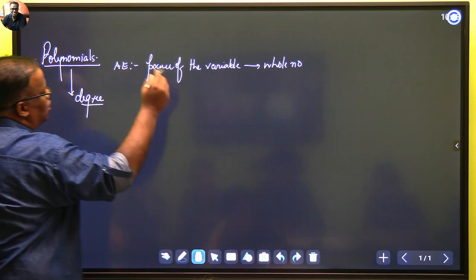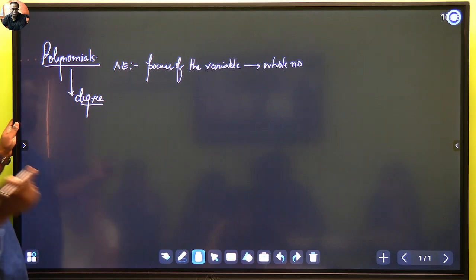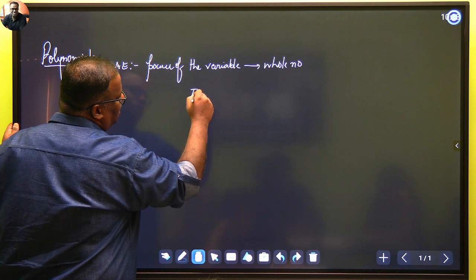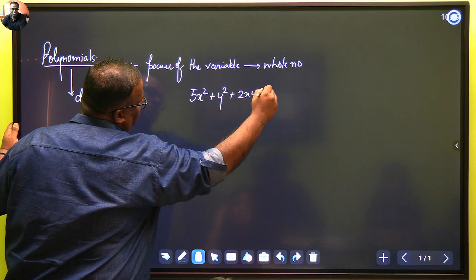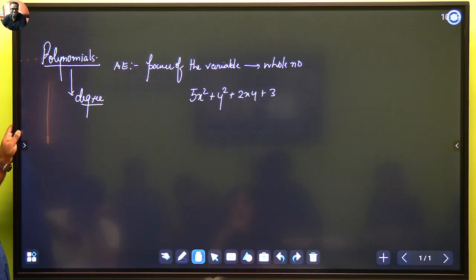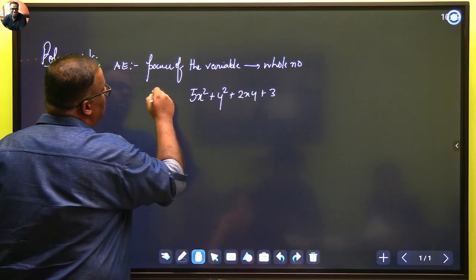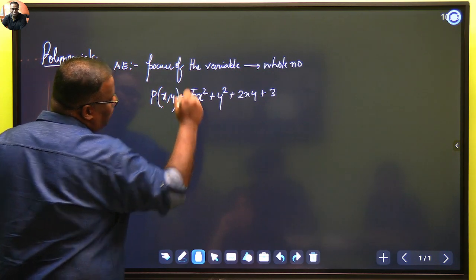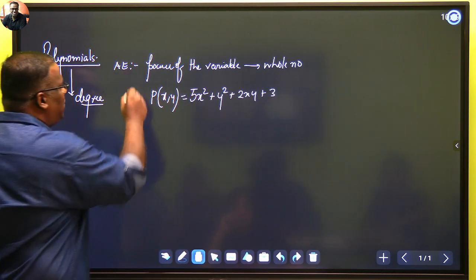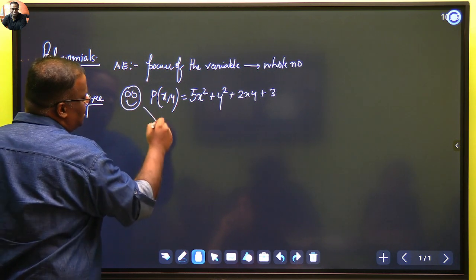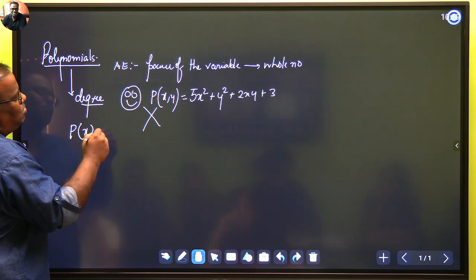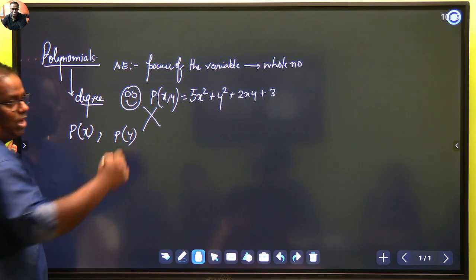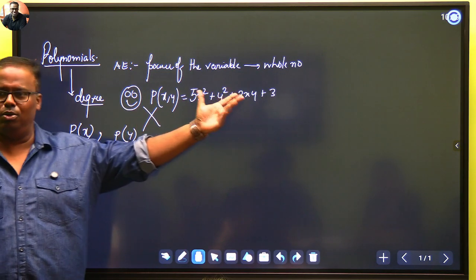This will be an algebraic expression, and an algebraic expression can have one variable or more than one variable. Say for example I have an algebraic expression 5x squared plus y squared plus 2xy plus 3. Is this a polynomial? Yes, this is a polynomial, but it is a polynomial in two variables x and y. Be very happy when you see this: CBSE has said this is not in your syllabus. You have only polynomials in one variable. It can be px, py, pz, pr, whatever, but only one variable. Understood?